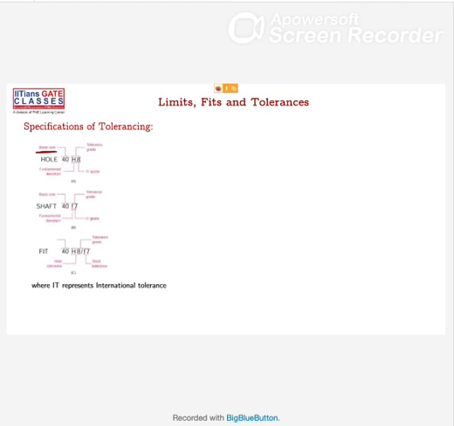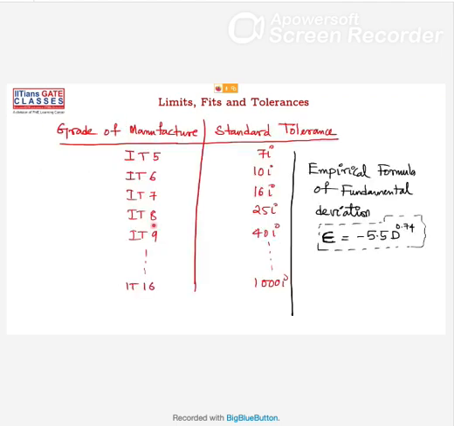Similarly, you can see here, 8 is the IT grade. IT grade 8 means IT 8. It means that the standard tolerance that I have to put is 25i.